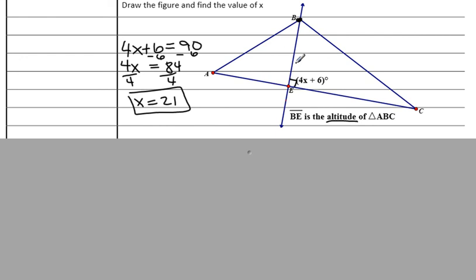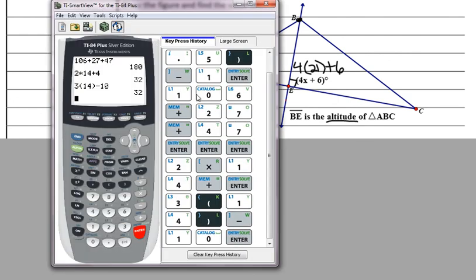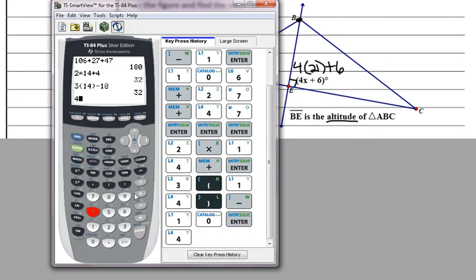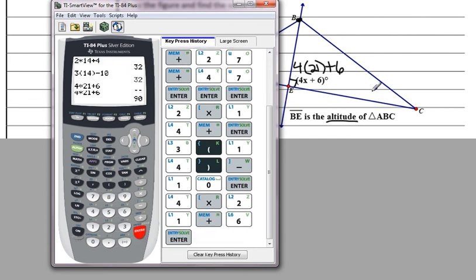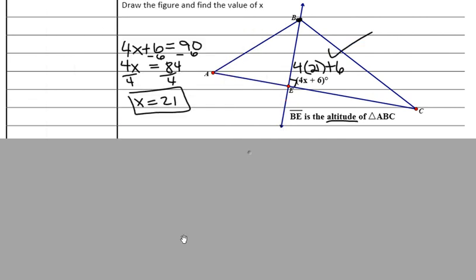And then we would substitute our x back into our original expression. 4 times 21 plus 6 should give us 90. And we got 90.